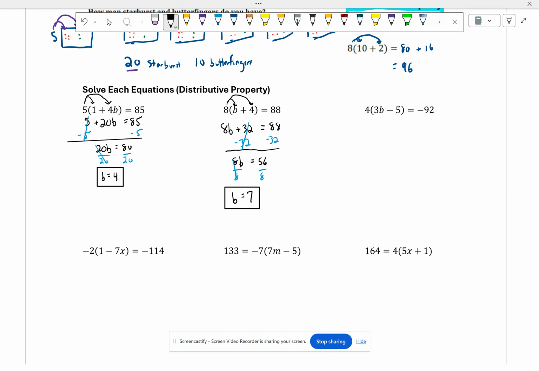One more example. I have 4 times (3b minus 5). Again, we're going to distribute the 4 into the parentheses. I have 4 3b's, so that's really 12b. And 4 5's, that's really 20. And that equals negative 92. Now to get rid of the minus 20, add 20 on both sides.